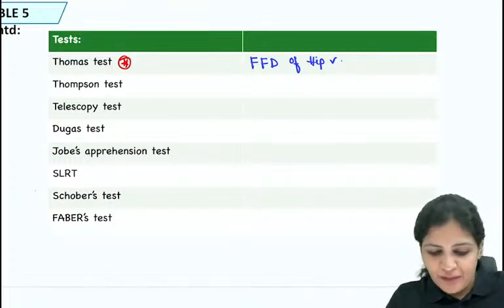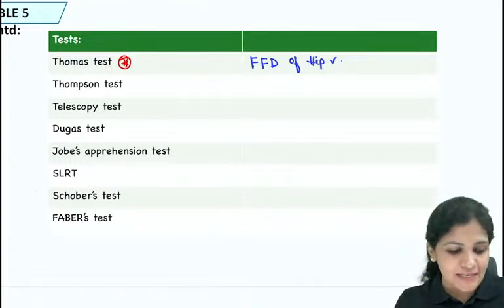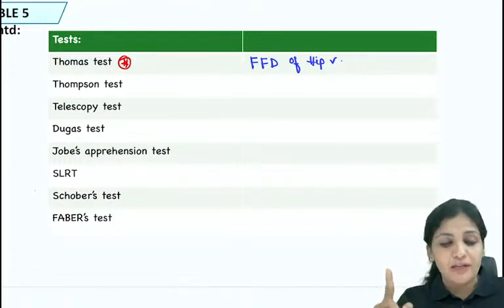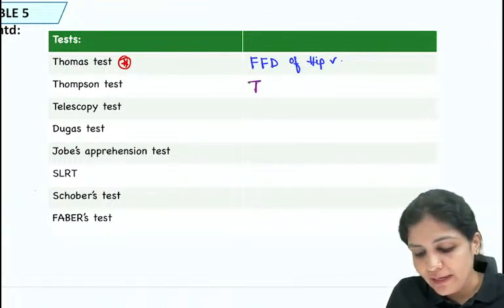Okay, Raj, thank you. Next is Thompson test. What is Thompson test? So Thomas test is for FFD. What is Thompson test? Thompson test is for tendo-Achilles.